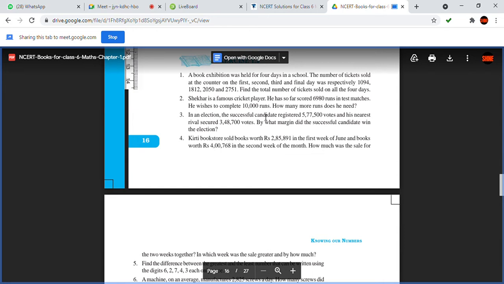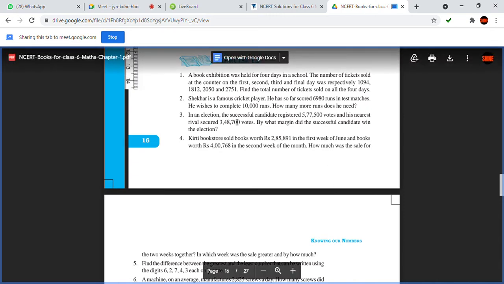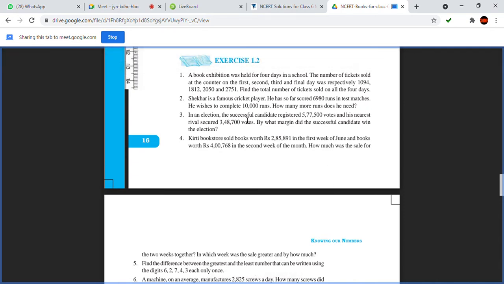Then, by reading the question this way, do you have any doubt? Is it an addition question or a subtraction question? Then, there is one trick for finding that.